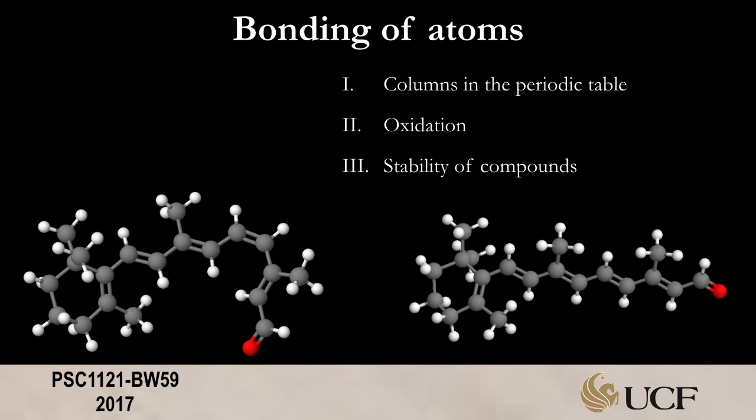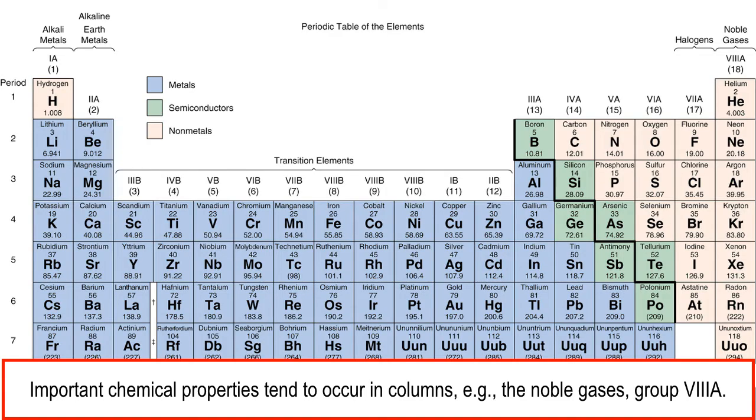Good afternoon. This is mini lecture B on bonding of atoms and how the periodic table encodes bonding and other properties of the chemical elements. Let's take a look at it.